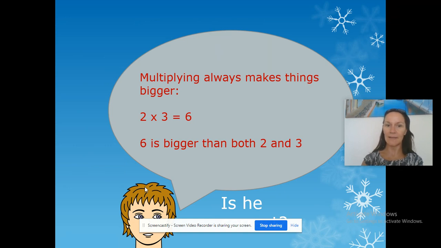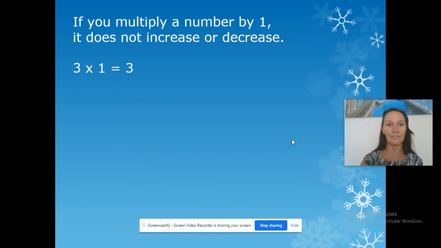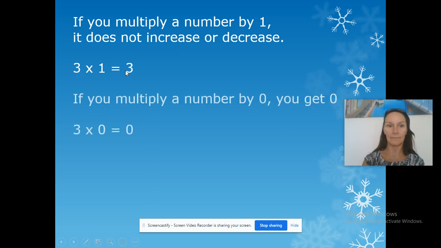Multiplying always makes things bigger. 2 times 3 is 6. 6 is bigger than both 2 and 3. But does multiplying always make things bigger? Think about what we've just been doing. If you multiply a number by 1, it does not increase or decrease. 3 times 1 is 3.